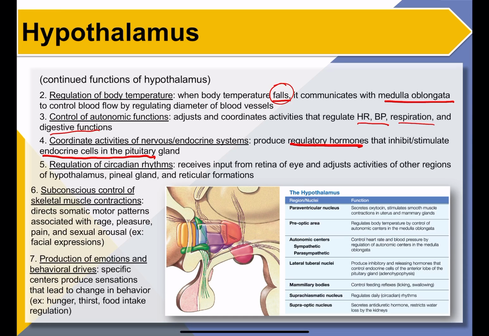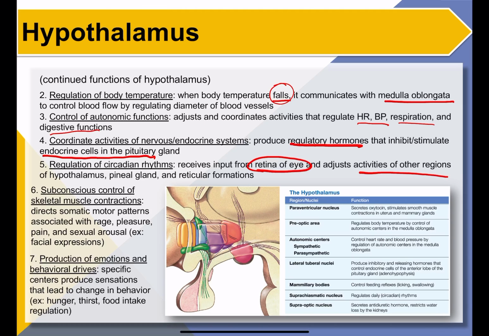the guy that receives input information from the retina of our eyes, which then adjusts activities of other regions of the hypothalamus, the pineal gland, or the reticular formation around the brain. That's why they say our circadian rhythm is controlled by how much daylight we're seeing in our eyes, because that information of sunlight reaching our eyes is sending information to our hypothalamus that tells us, hey, it's daytime.